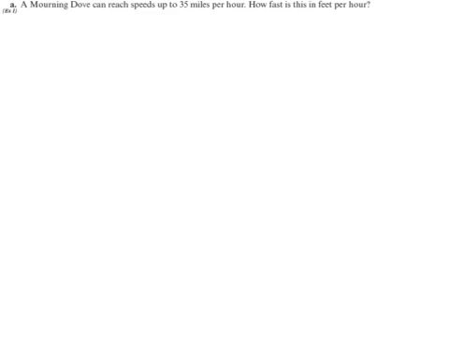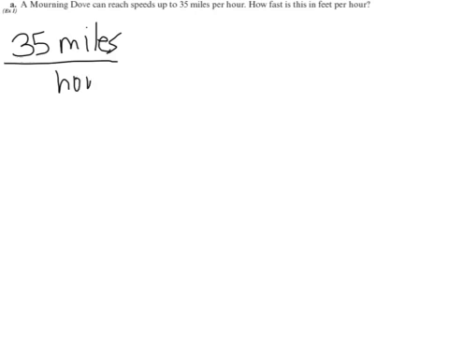The first problem has a mourning dove can reach speeds of up to 35 miles per hour. How fast is this in feet per hour? 35 miles per hour becomes our fraction, 35 miles. The per becomes a fraction bar, and then hour, and it's a single hour, so we'll put 1. The conversion factor here is that 5,280 feet are in 1 mile.